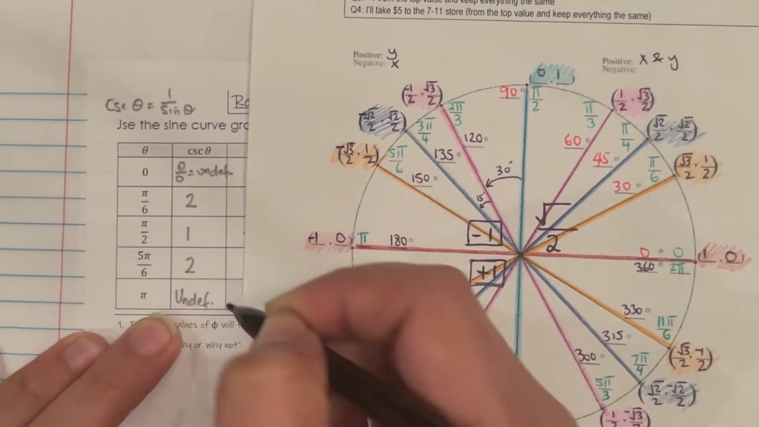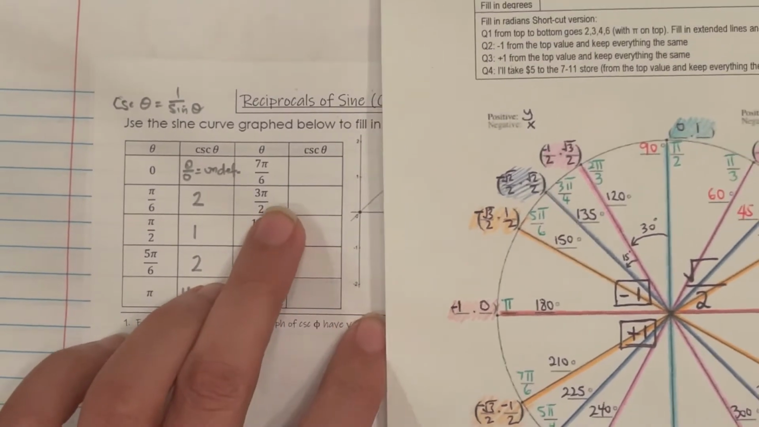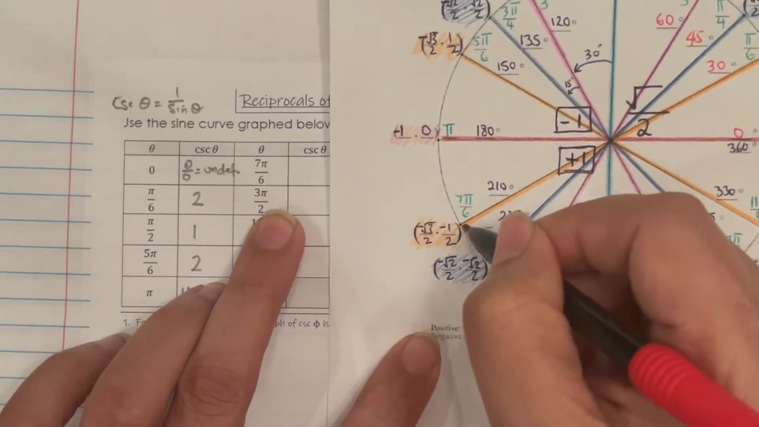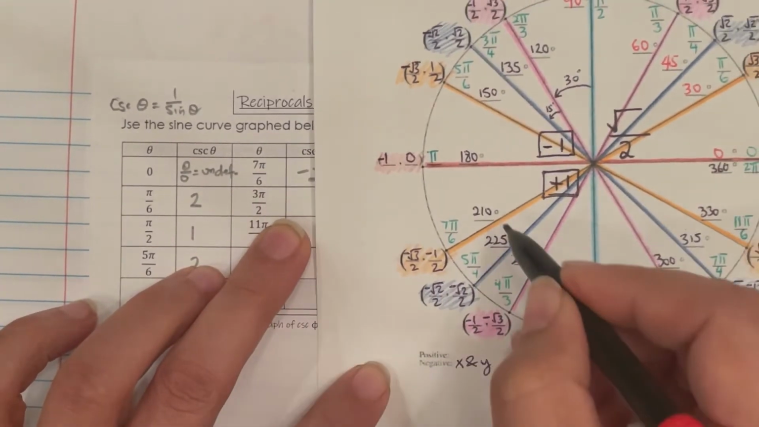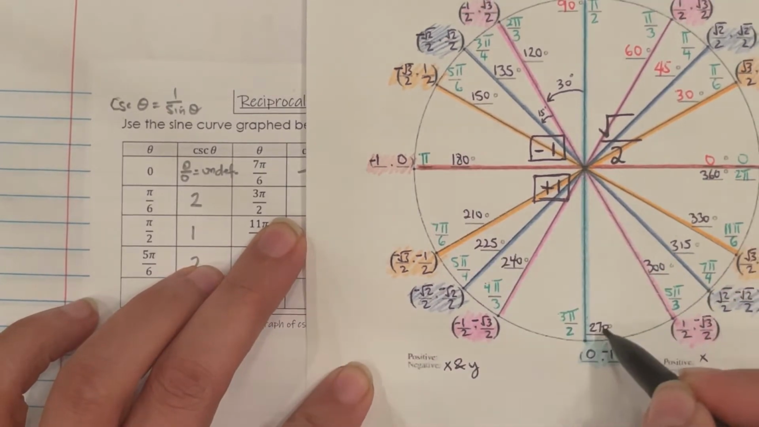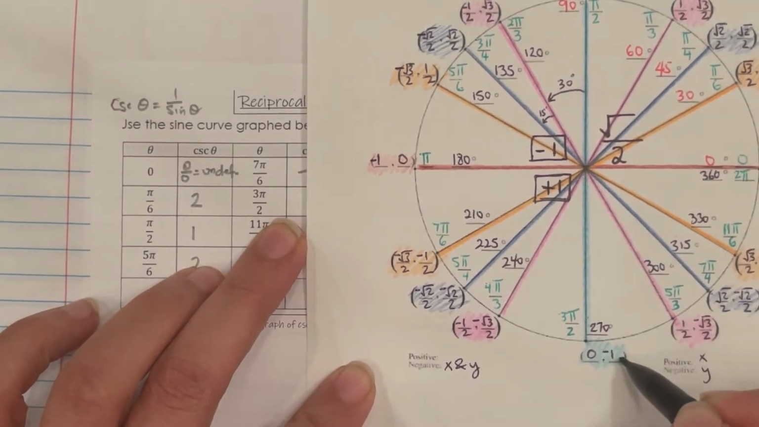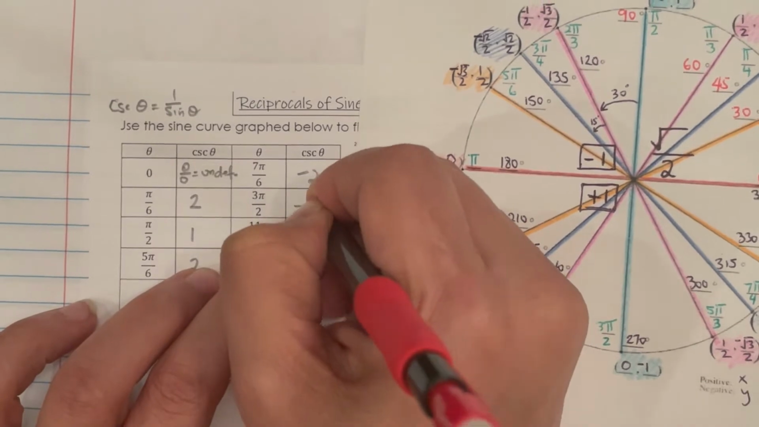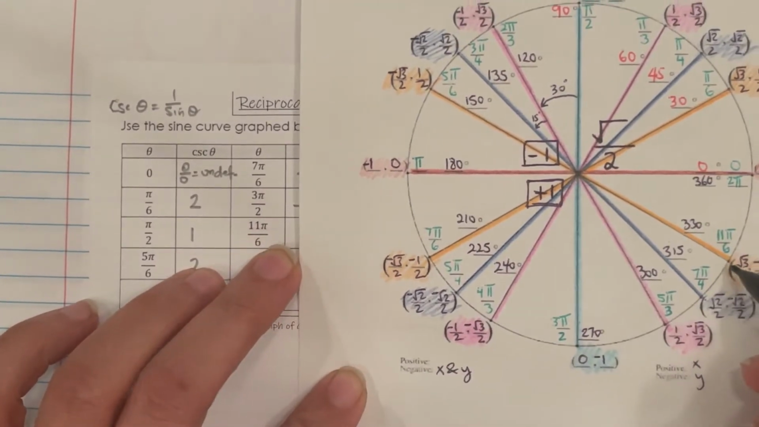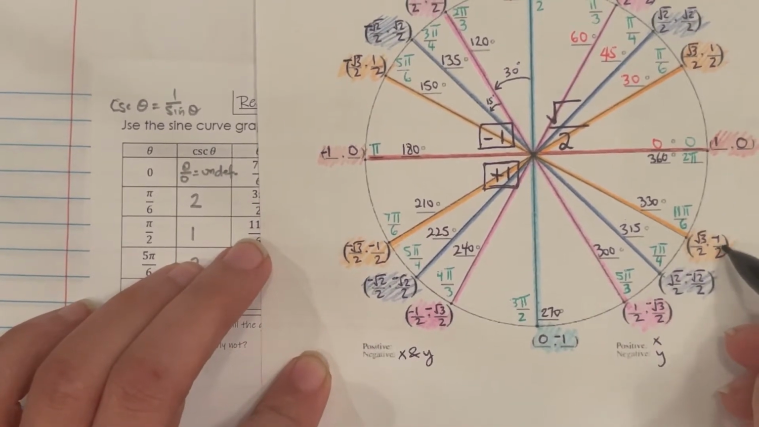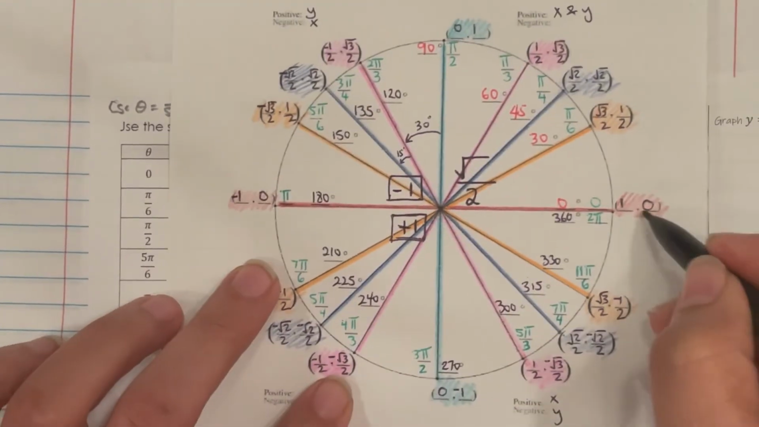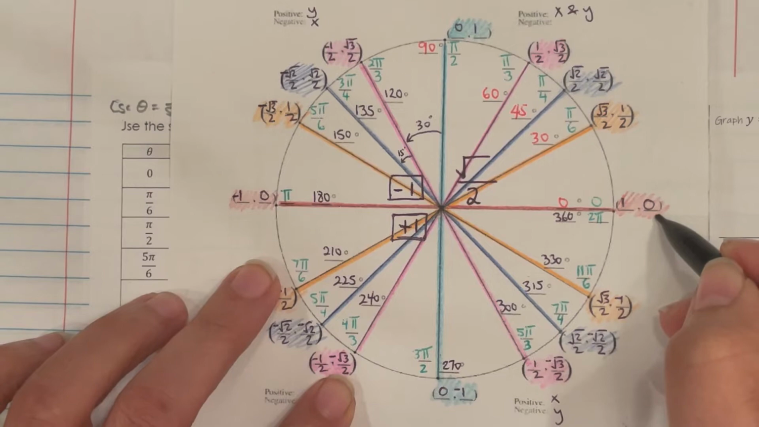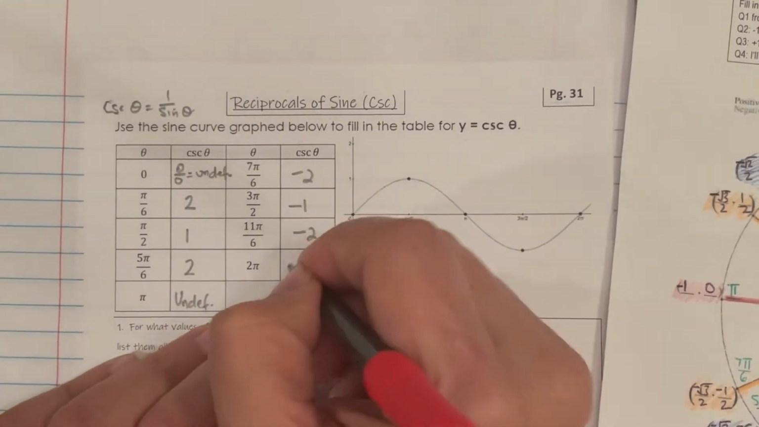All right, go to the next value, 7 pi over 6. The y value for that is negative 1 over 2. Flip it. So you're going to get 2 divided by negative 1, which is negative 2. Go to 3 pi over 2. Flip that. You're going to get negative 1. Go to 11 pi over 6. Flip that. You're going to get 2 divided by negative 1, which is negative 2. Then go to 2 pi and you have 0 again, so it is undefined.